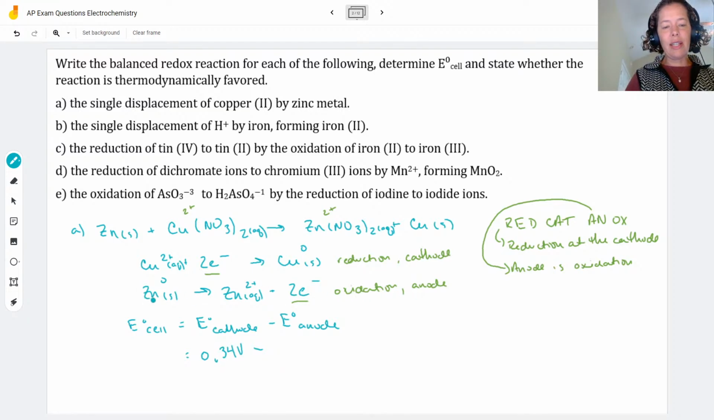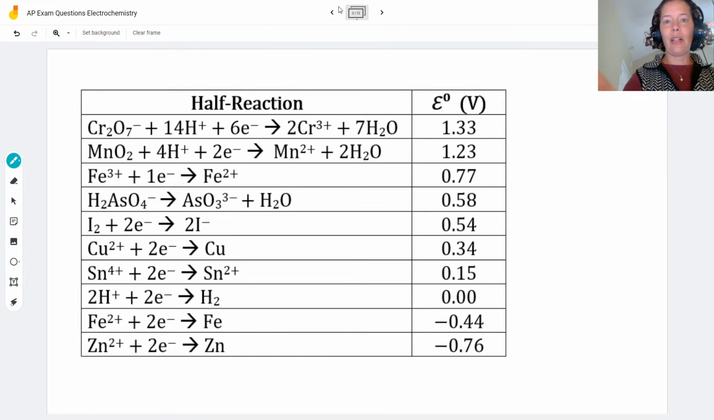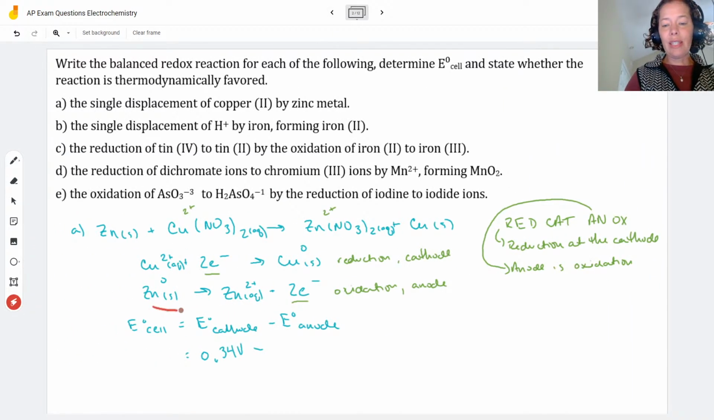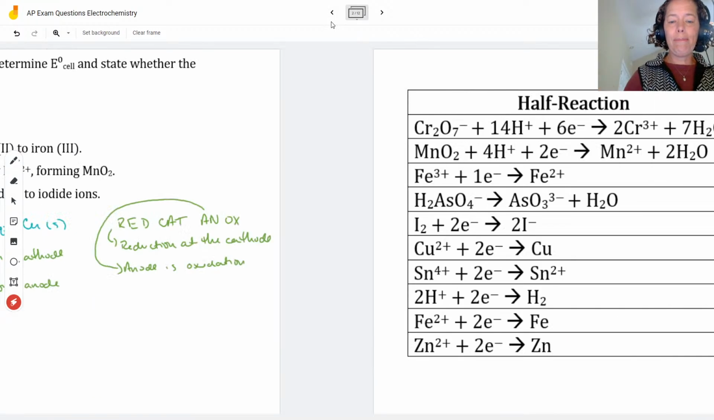minus our E anode. Again, our anode is our oxidation. This is our zinc. Now, when you look back at your reduction potentials, these are all written as reductions. So our zinc obviously is an oxidation, so it's written with the electrons on this side. So you're looking for the reverse reaction of this when you're trying to find your numbers. Here is our zinc down here. So you can see how it's reversed, because when you're given reduction potentials, that's why we call them reduction potentials. They're always going to be written as reductions. But here is our number right here.